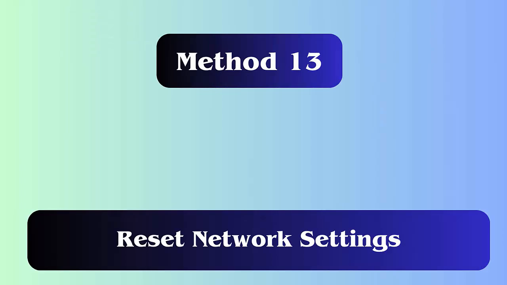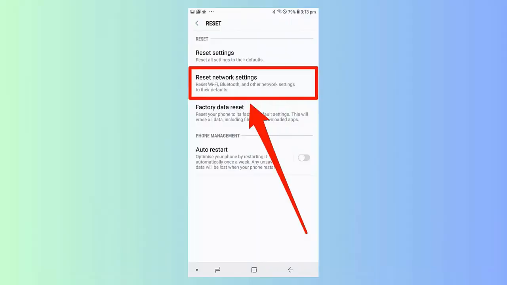Method 13. Reset network settings. If the issue continues, then you are suggested to reset network settings to fix the issue. This process will refresh your connections. First, launch settings on your Android phone. Now open System Reset Options. Next, click on Reset Network Settings. Finally, enter the screen password if asked.